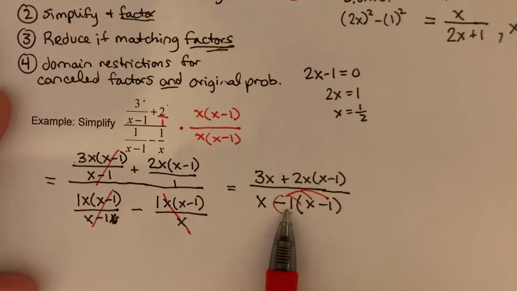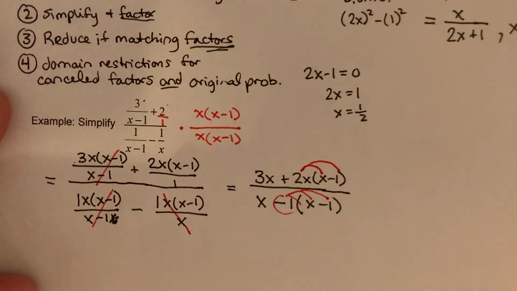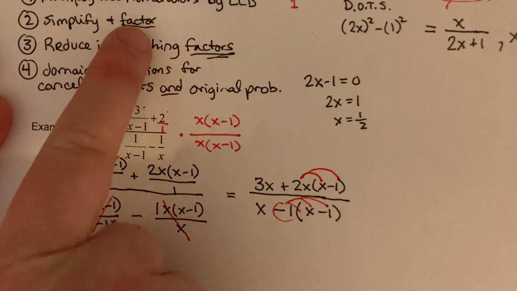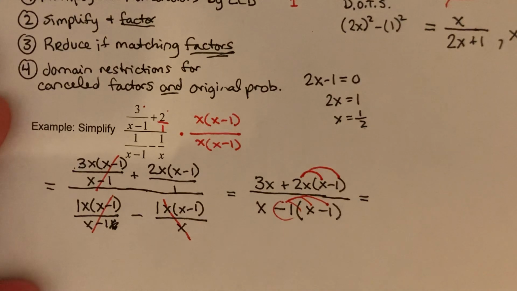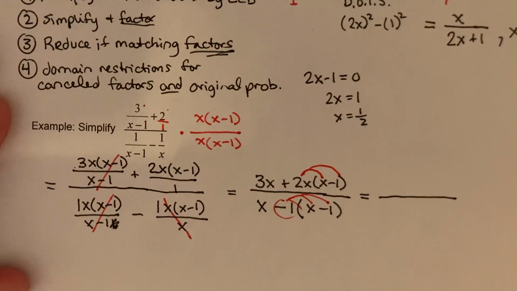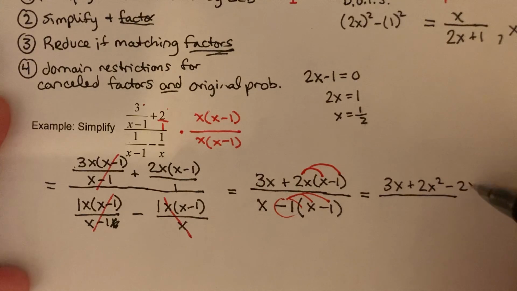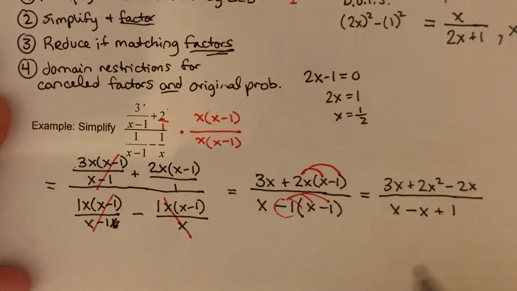All right, so I'm going to distribute the negative 1. I'm also going to distribute this 2x because now we're on step 2. Simplify the top and the bottom, and then if we can, factor them. So first we're on simplify. And notice I'm not canceling anything, right? We can't do that until the numerator and the denominator are separately simplified. All right, so the top, 3x plus 2x squared minus 2x. I'm just distributing. The bottom, x minus x plus 1, because a negative times a negative makes a positive.